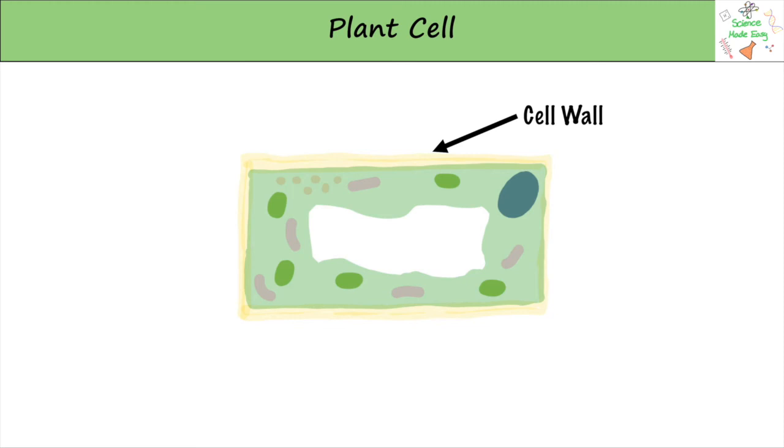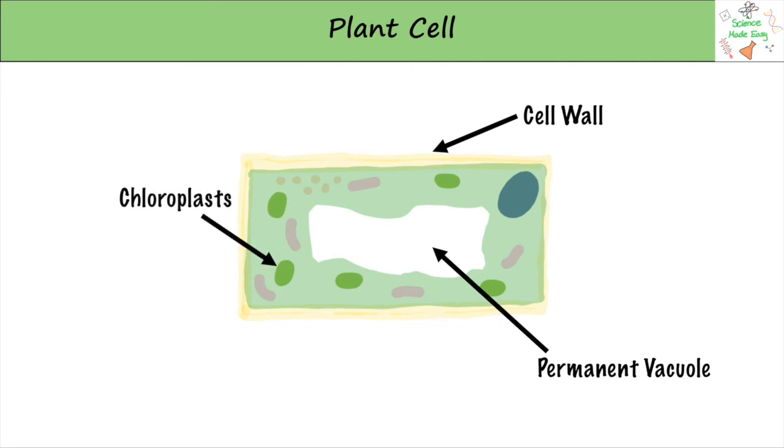It also has a permanent vacuole in the centre which holds cell sap. The plant cell also needs chloroplast to photosynthesize, a process plants do to create energy from sunlight.